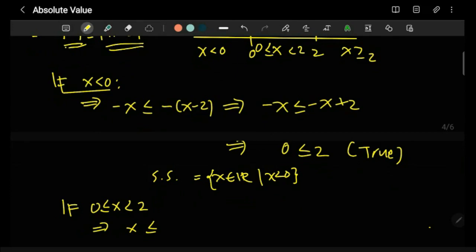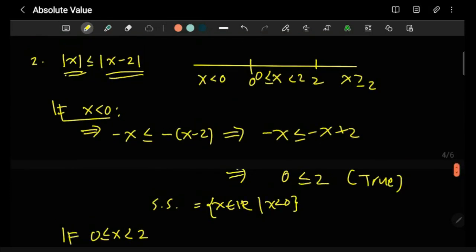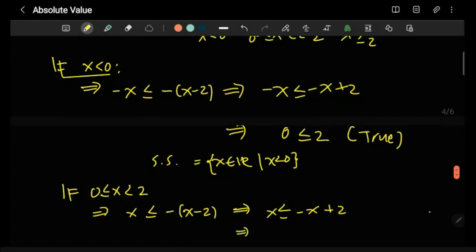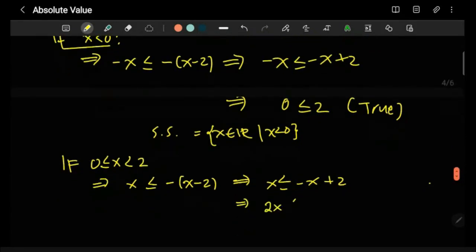On the other hand, when x is less than 2, for example, you can get a representative value, let's say 1. 1 minus 2 is negative. So any values inside the absolute value is negative. So when you get the absolute value, that's negative of whatever inside. So negative x minus 2. So that means we have x is less than or equal to negative x plus 2. Or you can easily compute that as 2x is less than or equal to 2. Or that means that x is less than or equal to 1.